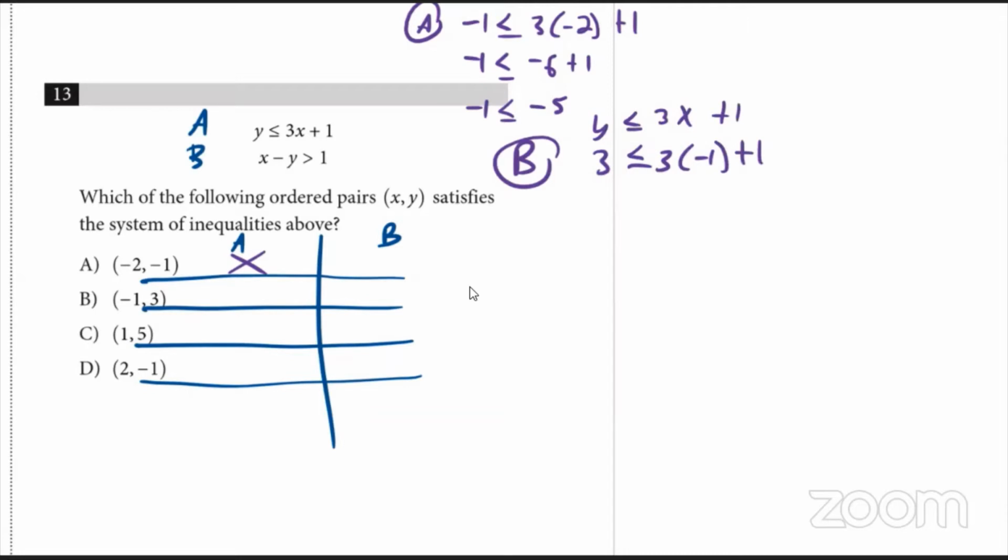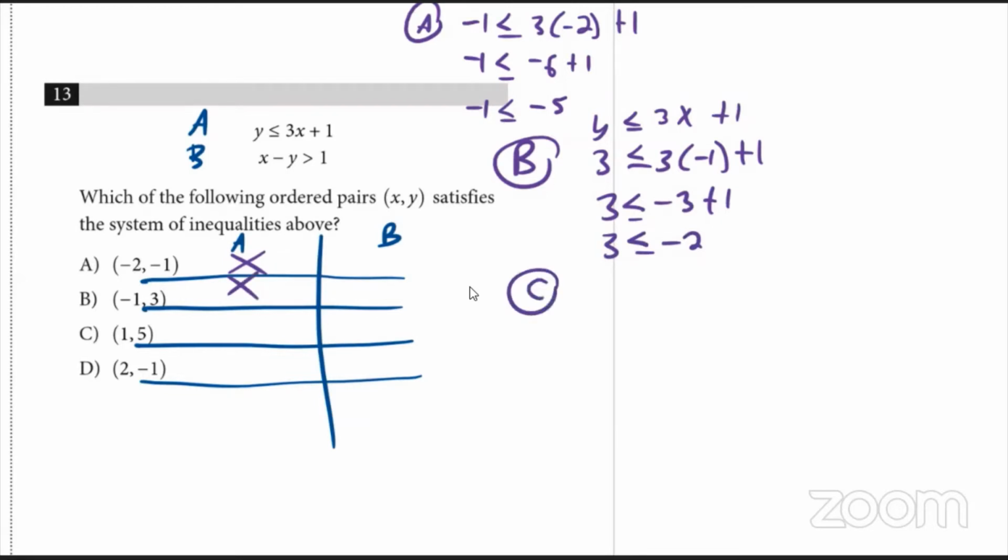And 3, and -1 plus 1. Okay, so we're just solving through. And 3 has to be less than or equal to -2, which is once again not true because 3 is greater than -2. And we're done with choice B.